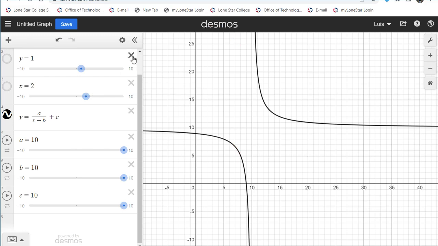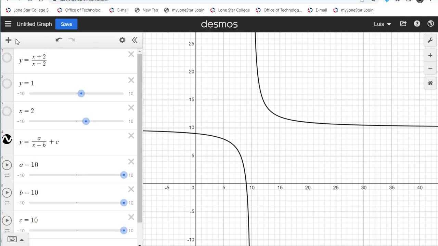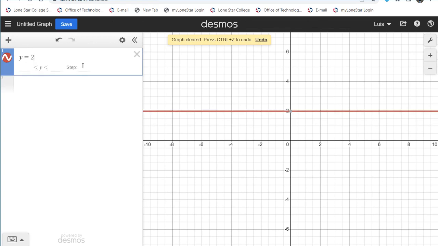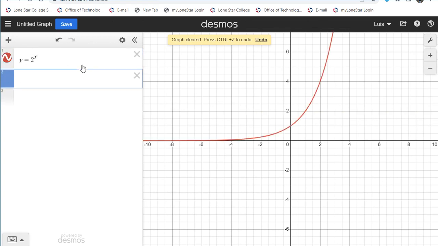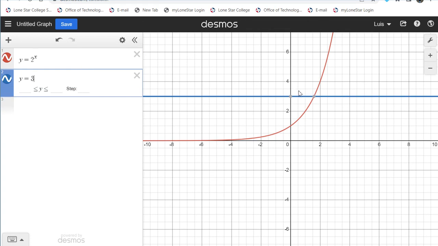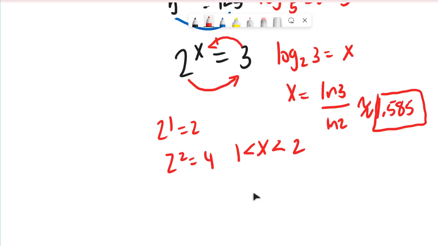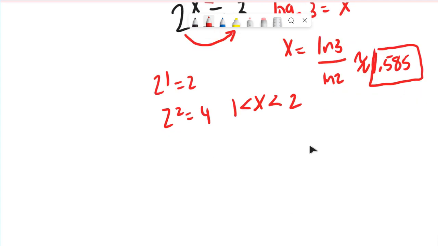Of course, we could solve this using Desmos, too, where we just plug this into your calculator. Maybe we can just make a new graph. Yeah, let's just make a new graph. y equals 2 to the x, and y equals 3. Point and click, done, 1.585. Of course, if you're having to show your work, then that doesn't really work. So, let's see, what else do we... Yeah, so you can practice going from one to the other.